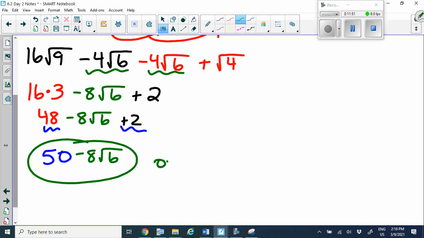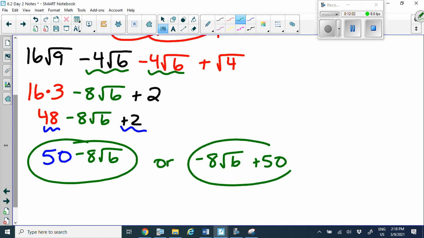And remember, you can also write it as negative 8 square root of 6, and then the plus 50. Just make sure that 50 is not inside the square root, okay? So both ways are acceptable to write your final answer.